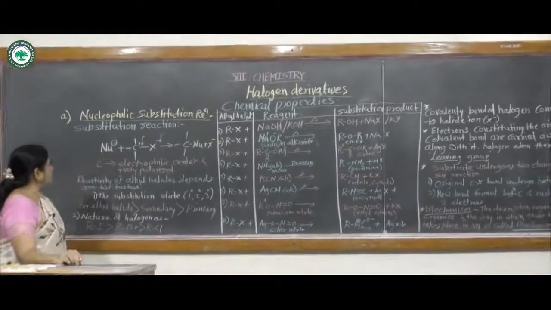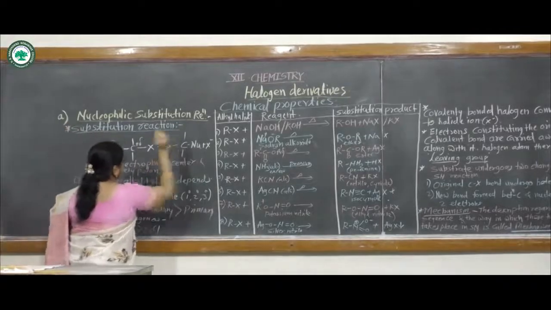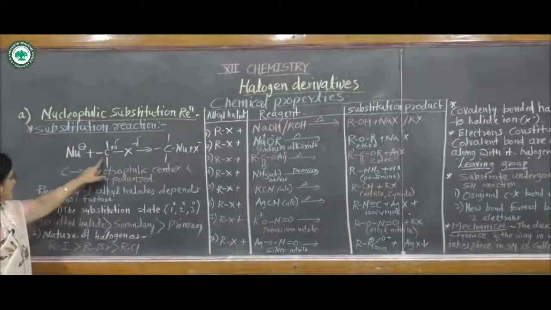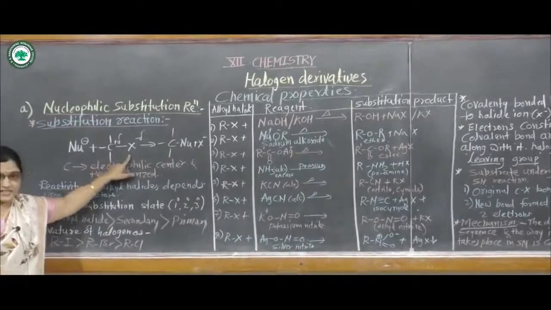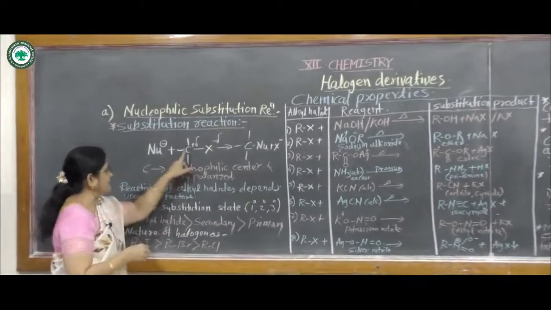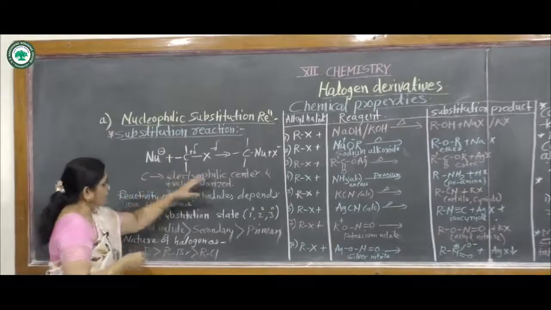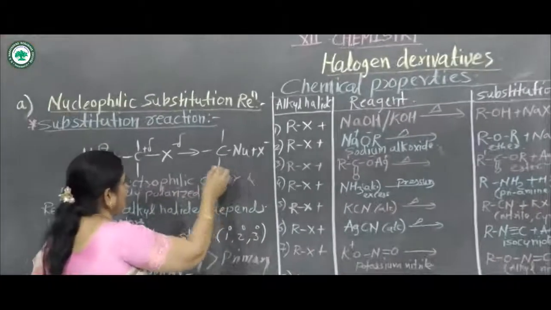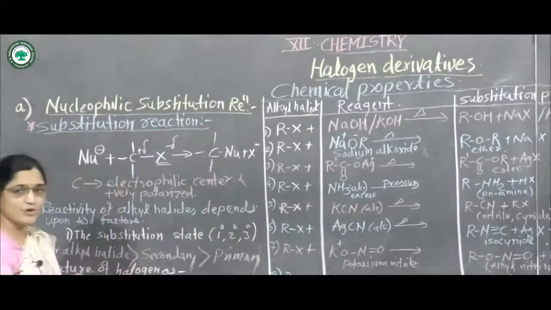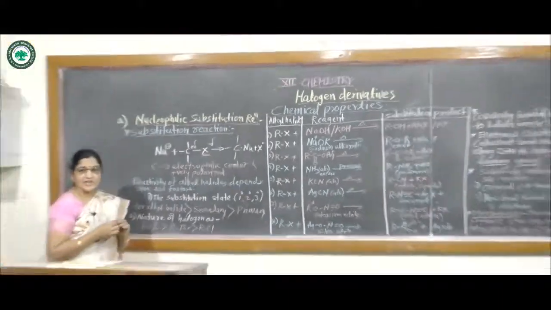What is a substitution reaction? At first, the definition. See this representation of the substitution reaction. Suppose here we have an alkyl halide, RX. On this X, that means the halogen, there is a partial negative charge, and on this carbon there is a partial positive charge. Then in the product, the nucleophile is formed. This X atom can be released and it gets substituted by the nucleophile. Hence such a type of reaction is called a nucleophilic substitution reaction.